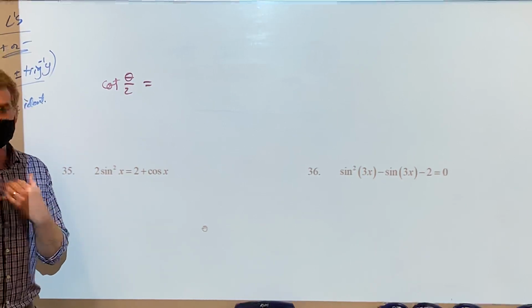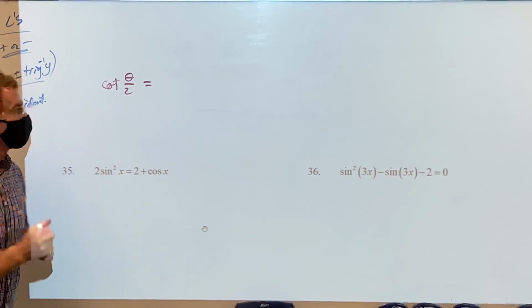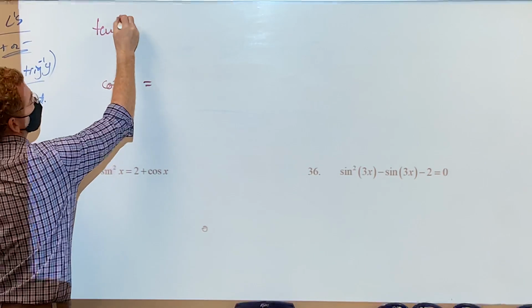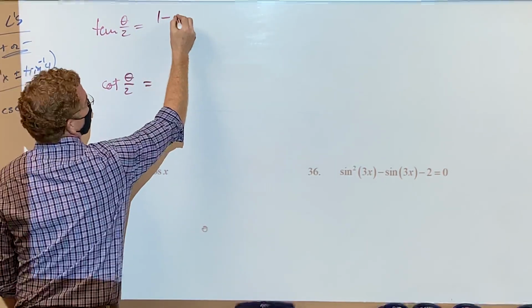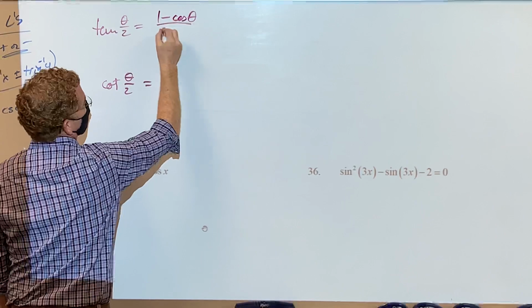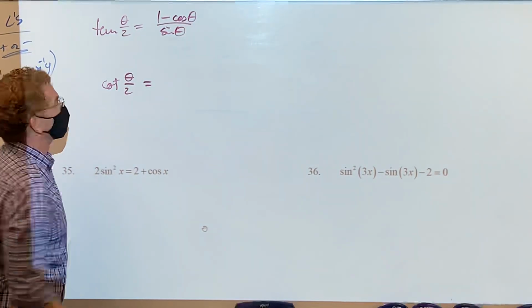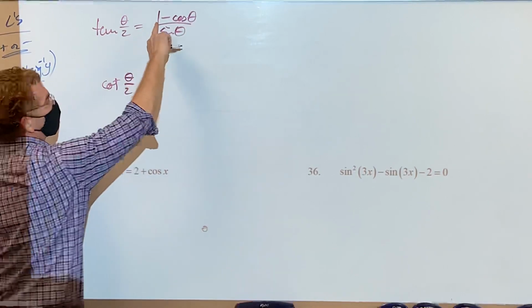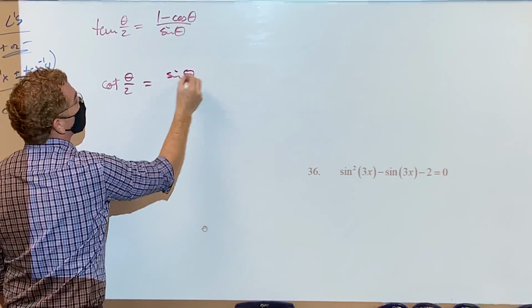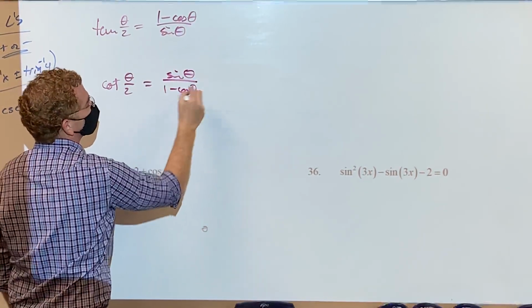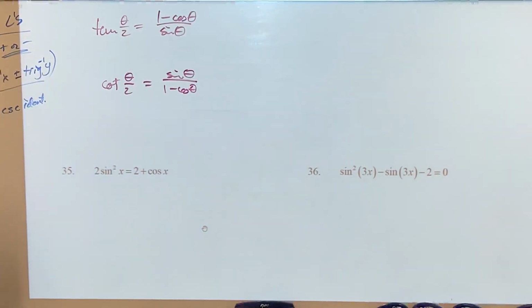My favorite tangent identity, half angle tangent, is this one: 1 minus the cosine theta over the sine theta. And it's my favorite because it has a monomial on the bottom. But if I want to do this, and I flip this, that's fine, but what do I now have on the bottom? A binomial, which means I'm probably going to have to rationalize that denominator with a conjugate. It's more math for me.